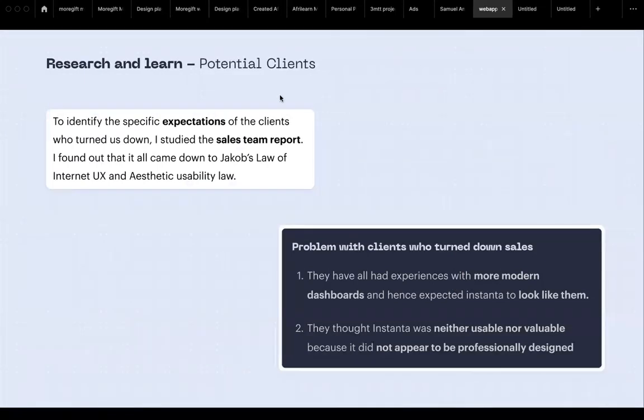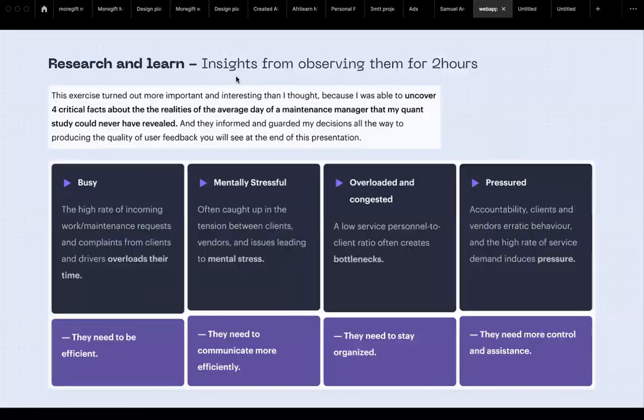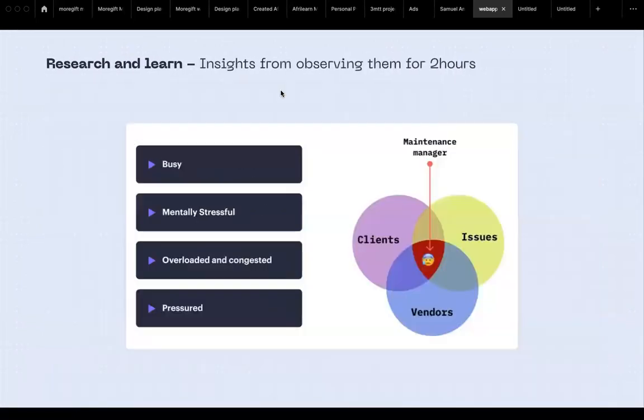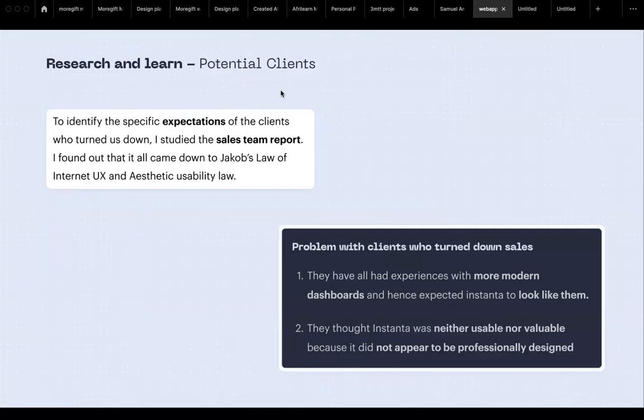So what I now learned about our potential clients: this one here was the research on our current clients, the users already using our product. I had to conduct research on the users that turned us down when the sales team went to market to them. They said they saw our app and liked it, but they didn't want to use it. I had to check out why.